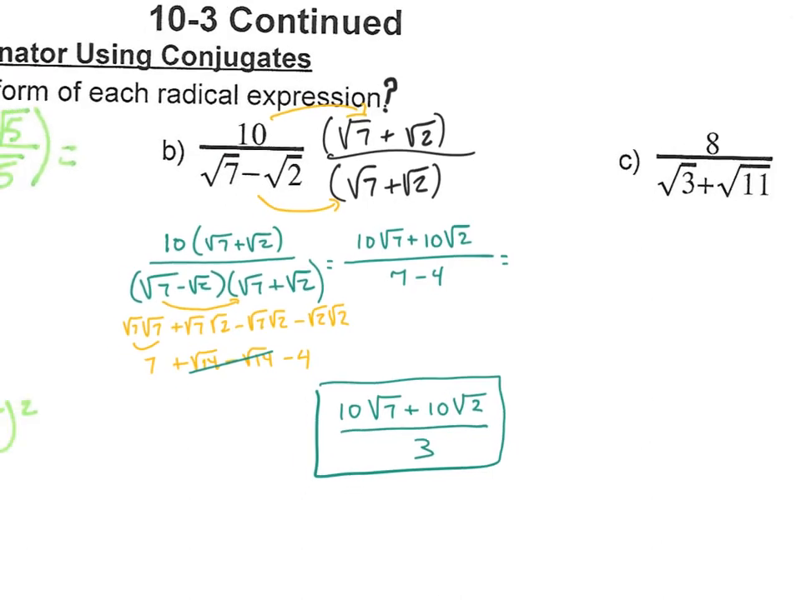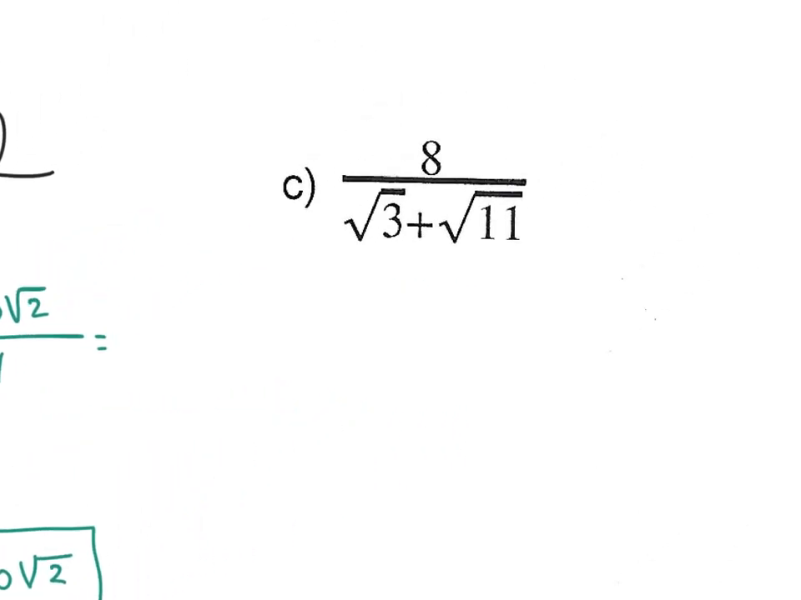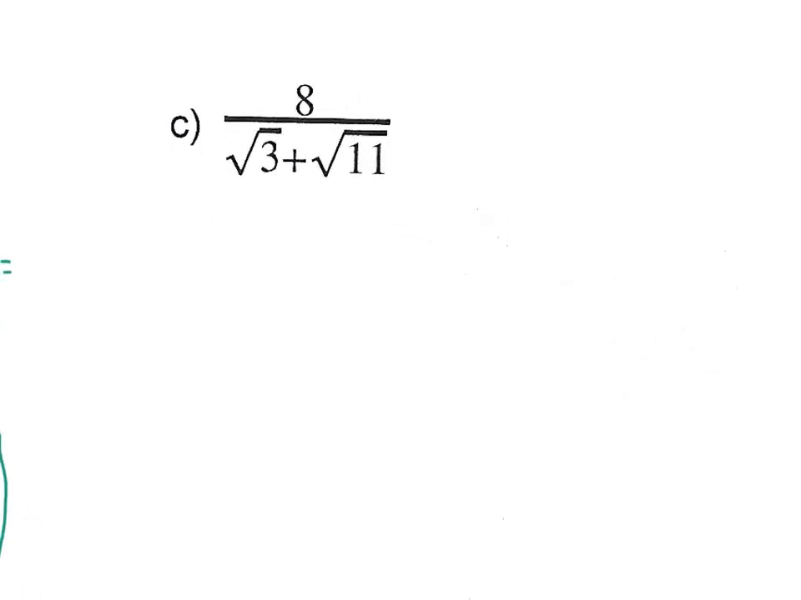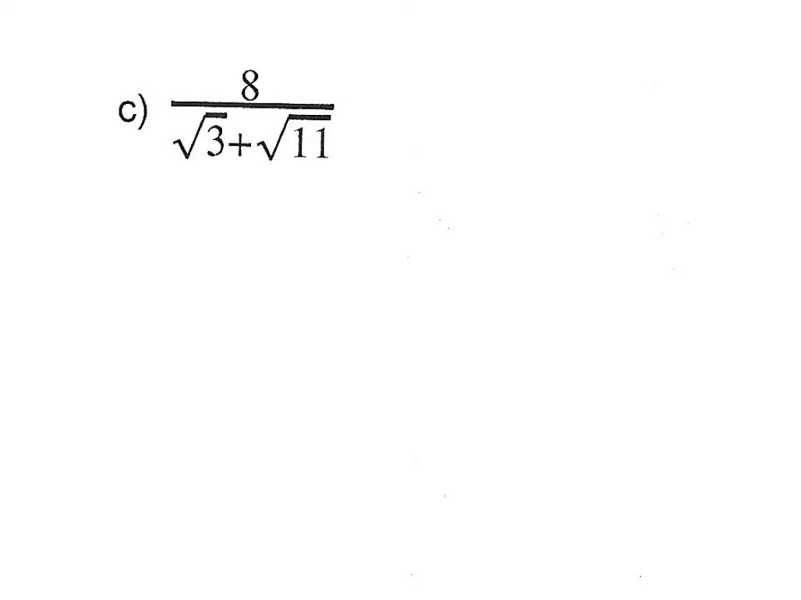Okay, so moving on to this next example, in order to get rid of the radical in the denominator, you are going to have to multiply by the conjugate. So I have 8 over the square root of 3 plus the square root of 11, and multiplying by the conjugate, I'm going to multiply by the square root of 3 minus the square root of 11.